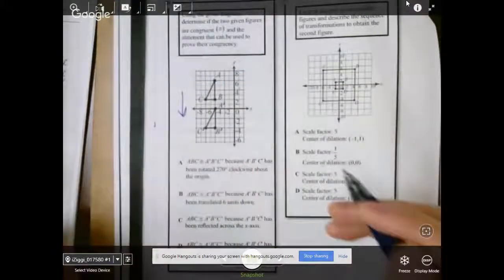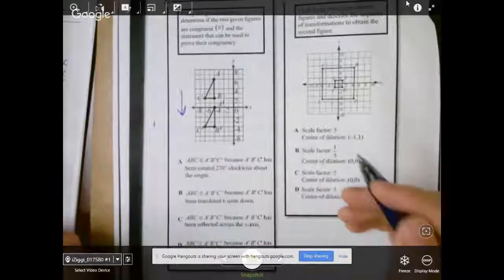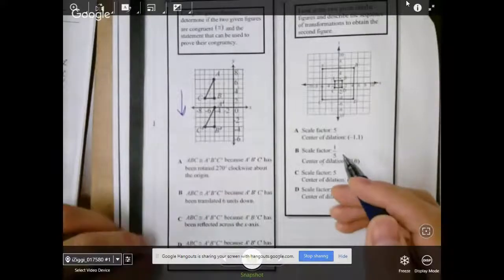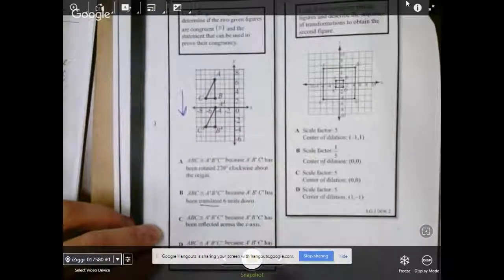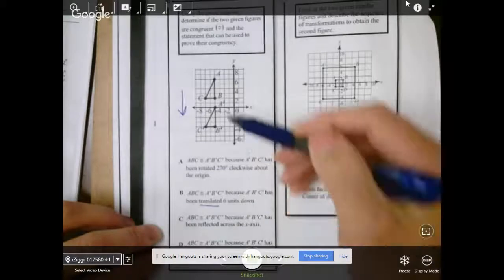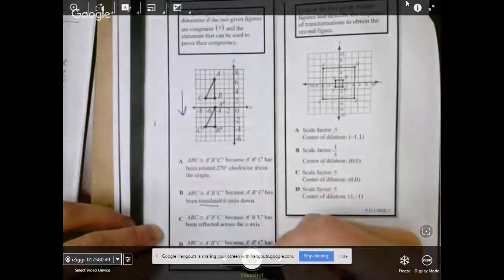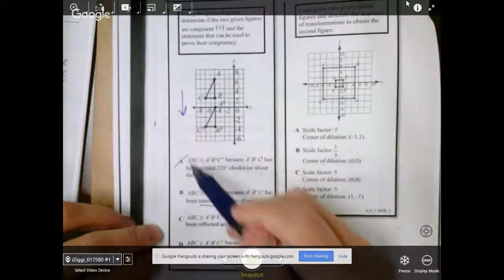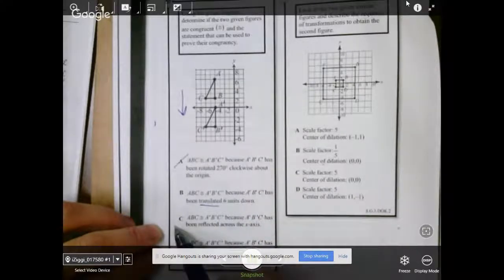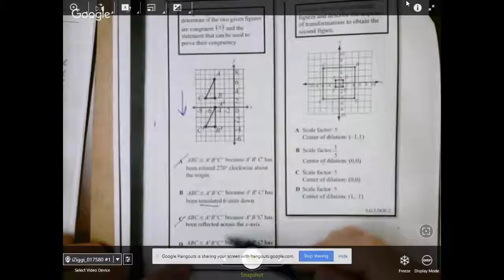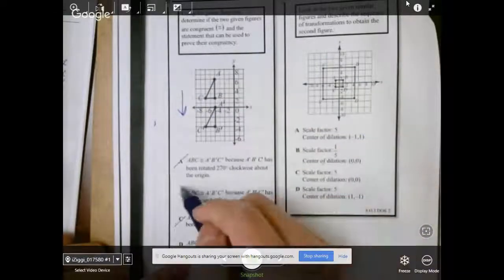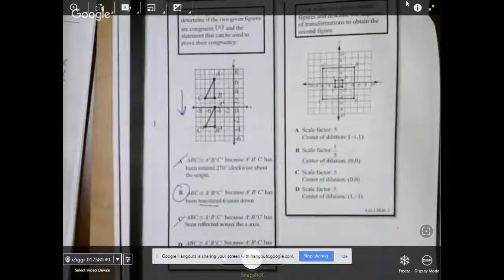So the only one that says it's been translated, or there's two of them actually, but this one says it's translated, this one says it's translated, right? The orientation's the same, so it's been translated. So it's not this, it hasn't been rotated, and it hasn't been reflected. Those affect the orientation. So these have been translated, and it's been translated 6 units down. Okay, so it's B.